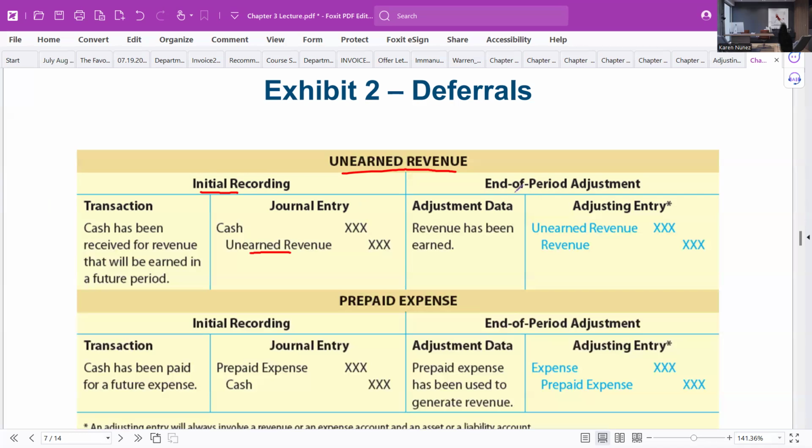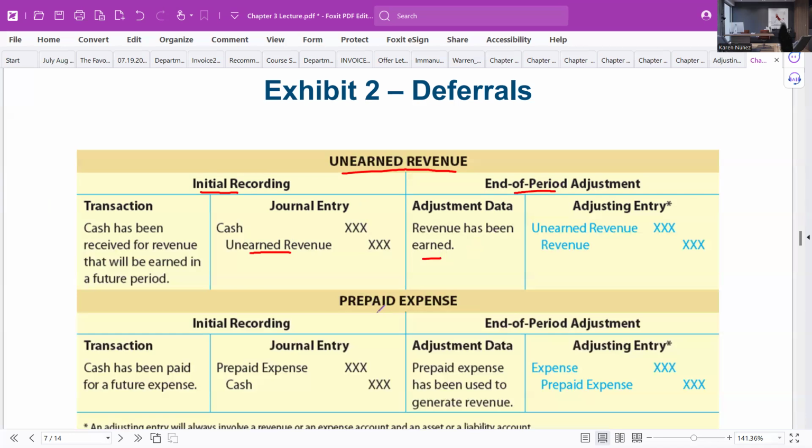When we get to the end of the period, and after we've done whatever it is we were supposed to do, provide the product, perform the service, then we've earned the revenue, and now we record it in an adjusting entry. And we move the amounts out of that liability account: debit unearned revenue, and credit the revenue account.